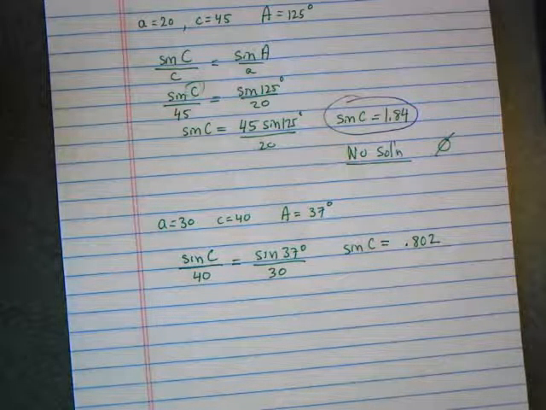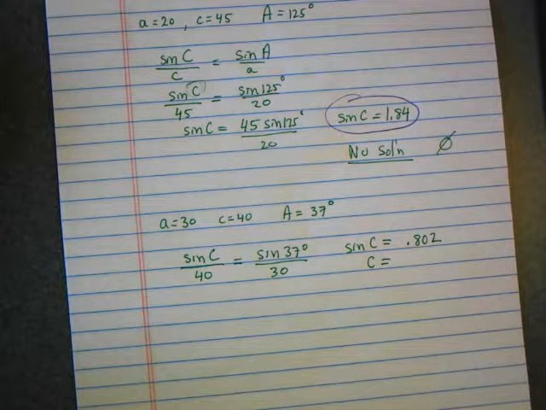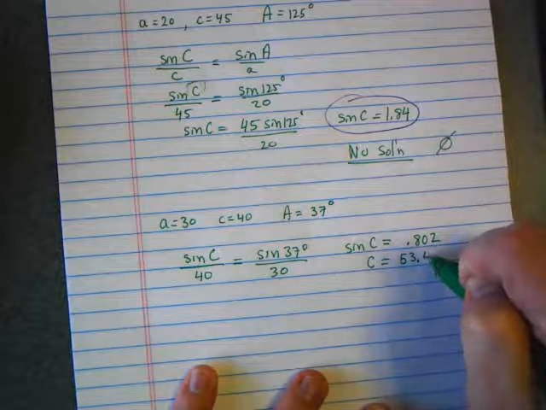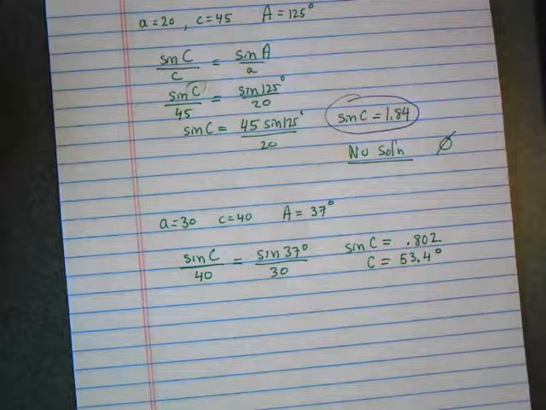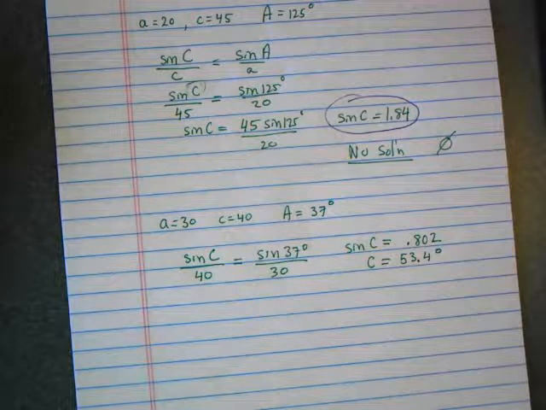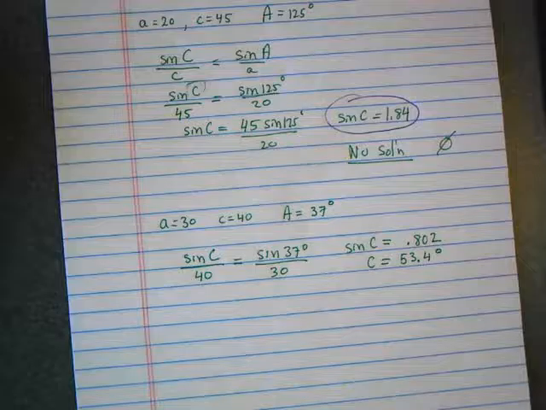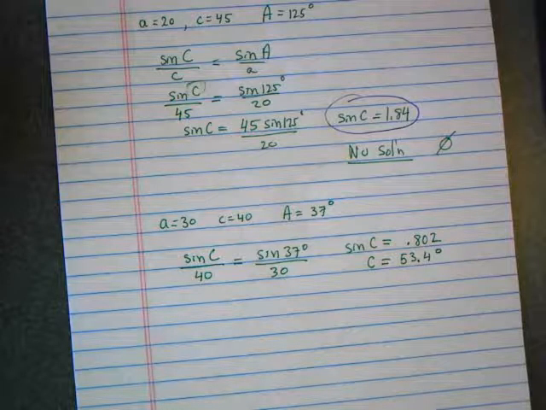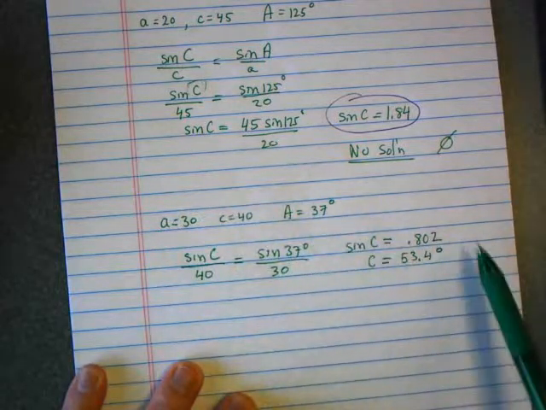Is it going to work this time? Yeah. So I do the inverse sine. C is, I get 53.4 degrees. But here's the deal. When I hit that sine inverse button, where is sine inverse always going to give me answers? Which quadrants? Not 1 and 2. 1 and 4, because sine is positive in quadrant 1 and it's negative in quadrant 4. So when we use sine inverse, it's always going to give me an answer in quadrant 1 or 4. In this case, since everything's positive, it's always going to give me an answer in quadrant 1.